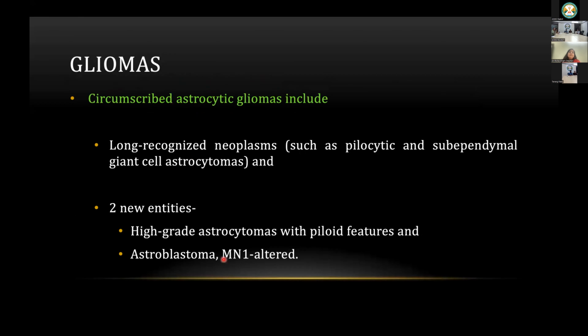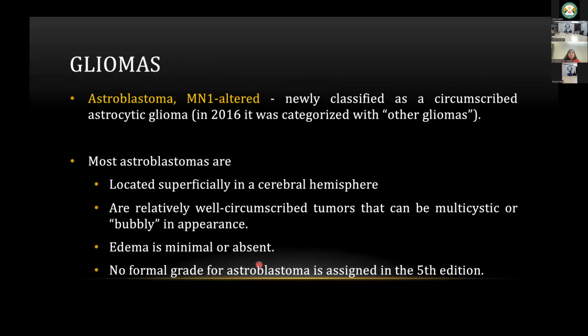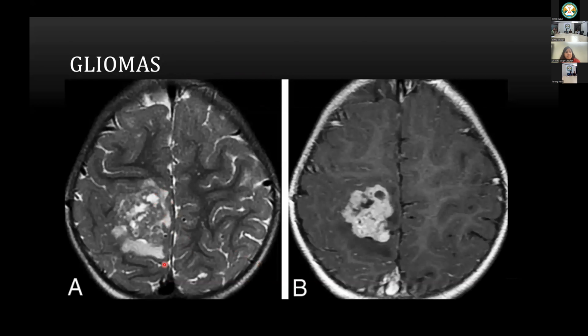Now, other than the adult and pediatric gliomas, there are certain other gliomas, that is, circumscribed astrocytic gliomas, which include high-grade astrocytomas with pilocytic features and astroblastoma, MN1 altered. So astroblastomas are superficially located lesions, usually cortical based. A bubbly sort of appearance will be there on T2 images. There will be mild edema around the lesion. No diffusion restriction will be there, but the lesion will show bright enhancement on the post-contrast images. So this typical bubbly pattern of T2 appearance and intense enhancement without diffusion restriction is characteristic of these astroblastomas, MN1 altered.